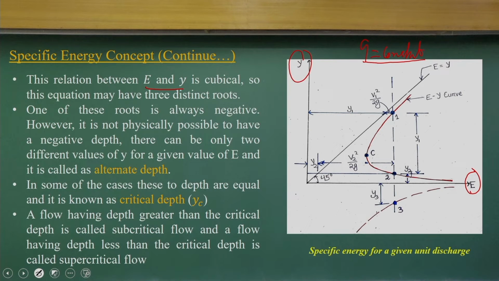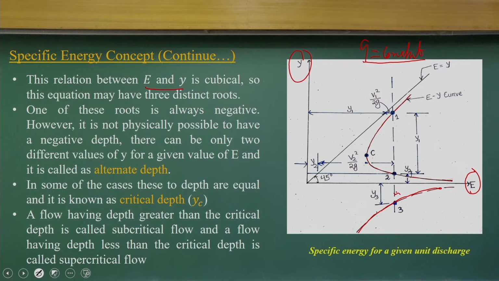So, that is what is called the specific energy curve. The equation of E versus y will follow this curve. The third one will be a negative value, which will come here. So there are three solutions, y1, y2 and y3, for this q equal to constant. One will be negative, which we should not consider.